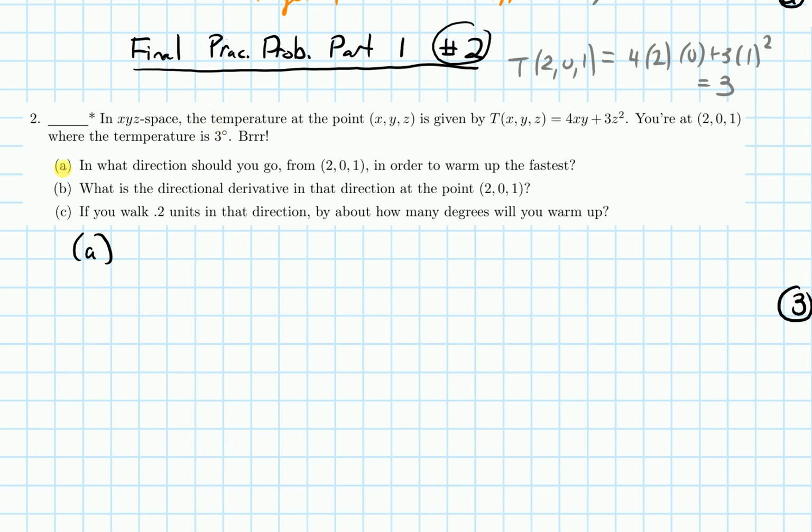All right, so in part A, in what direction should you go from that point 2, 0, 1 in order to warm up the fastest? Okay, so what I want you to do is first pause the video for about, let's say 4 to 5 minutes to try this problem. If you get done with part A, move on to part B and so on. But 4, 3, 2, 1, pause the video. Pause the video and try this for about 4 minutes.